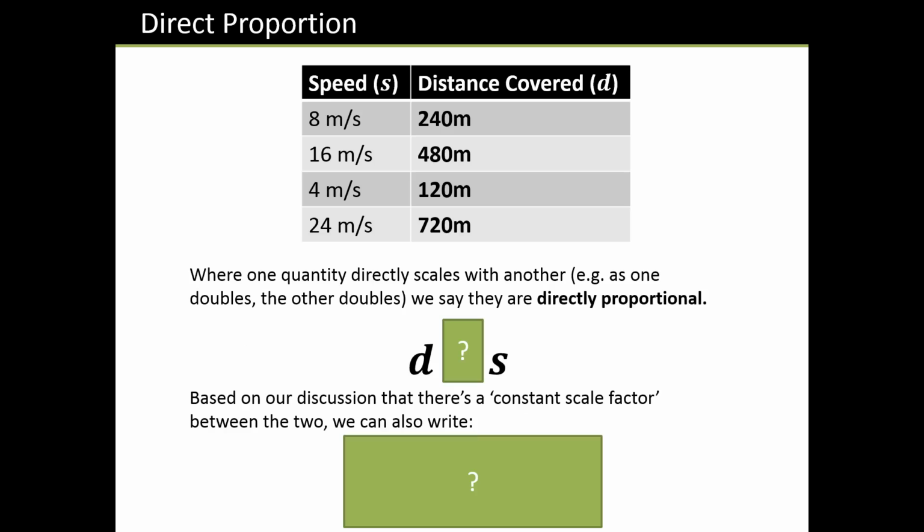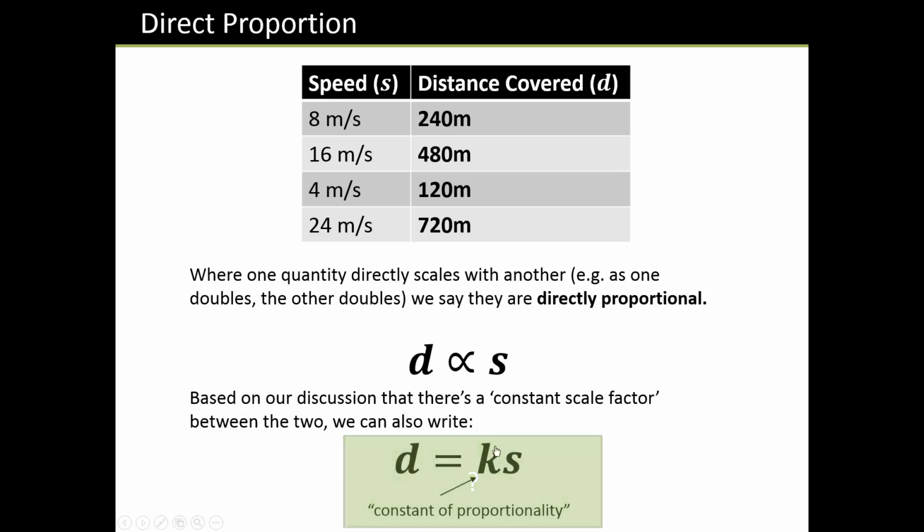So when one quantity directly scales with another, we say that they are directly proportional. And we write it like this in maths, but you don't really need to know that. You don't need to know the symbol. We don't really use it much in Australia. Based on our discussion that there's a constant scale factor between the two, we can also write, remember when we wrote times 30? Well, that's what we're saying.